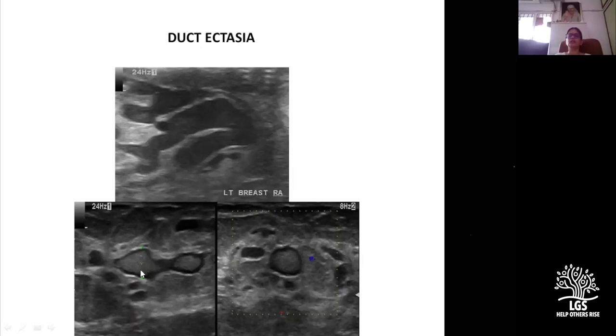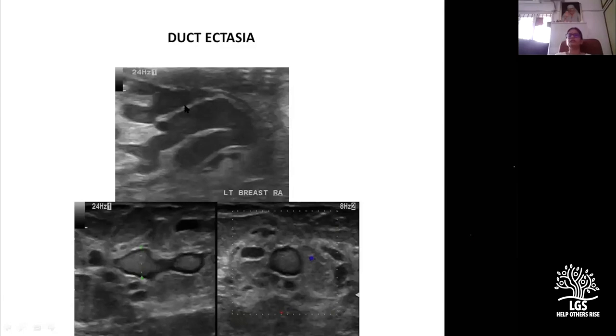And then in cross section, it looks like this. So how do you differentiate a growth within a duct from inspissated secretion? When there is secretion, there is a layer of fluid around the inspissated secretion. You see, it is not attached to the duct wall.